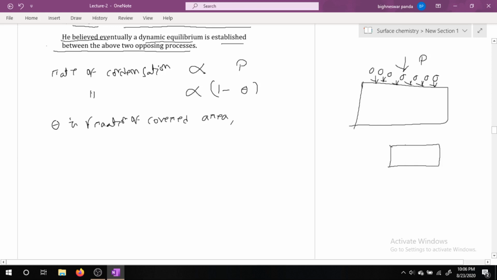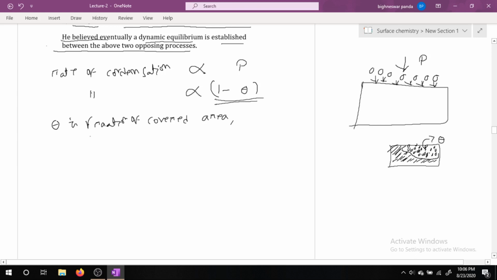this is the surface area, and this is the area in which the gas molecules are adsorbed, and this is the area in which the gas molecules are not adsorbed. So this area is theta. And the rate of adsorption depends upon the available adsorption sites. So here that is 1 minus theta. Sorry, rate of adsorption is proportional to 1 minus theta.